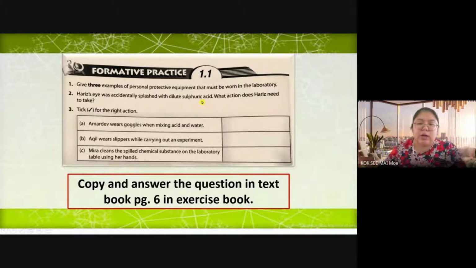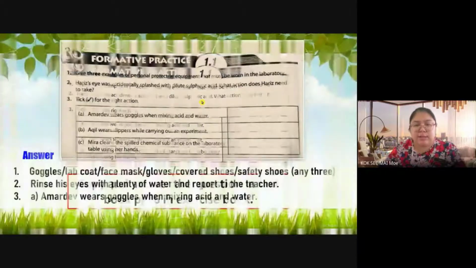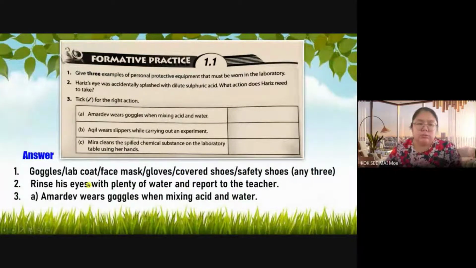Okay, so now I'm going to show the second question, what's the answer. So for answer number 1, you can write any 3. Okay, up to you. You got introduced so many already, so up to you. You write any 3. So number 2, rinse his eyes with plenty of water and report to the teacher.